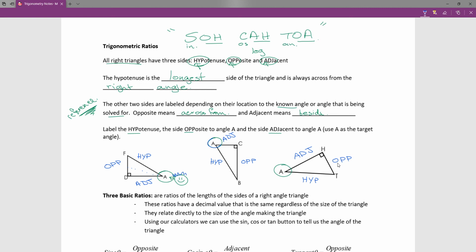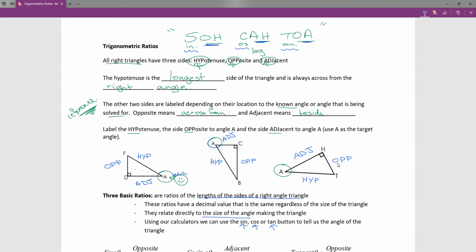So the three basic ratios are ratios of the lengths of the sides of any right-angled triangle. And that's where we're getting these names in relation to the ratios that we're talking about. These ratios have a decimal value that is the same regardless of the size of the triangle. So you can basically scale a triangle up, and it makes the same angle. So they relate directly to the size of the angle making that triangle. On our calculators, we can use the sine, cos, or tan button to tell us what that decimal equivalent is. And this is a super powerful tool that's built into your calculators.